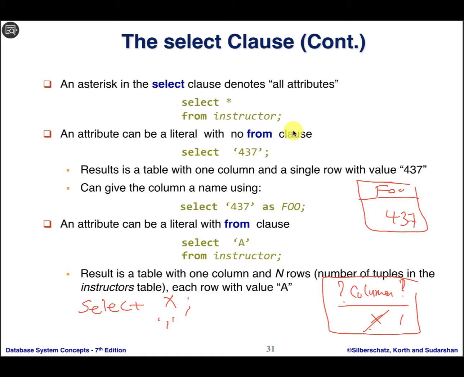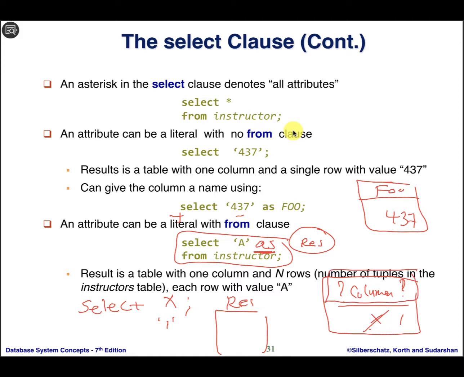What if I say select A as RES from the instructor? The result is going to have the name RES, whatever name is specified. Because when you write A as, it means renaming this attribute: the outcome of this attribute temporarily has this name. It looks like renaming the output. If you don't specify the attribute name, especially when there is no from, the system is going to come up with something weird, as we saw in Postgres, and it's unpredictable what name of the attribute will be displayed in the result.